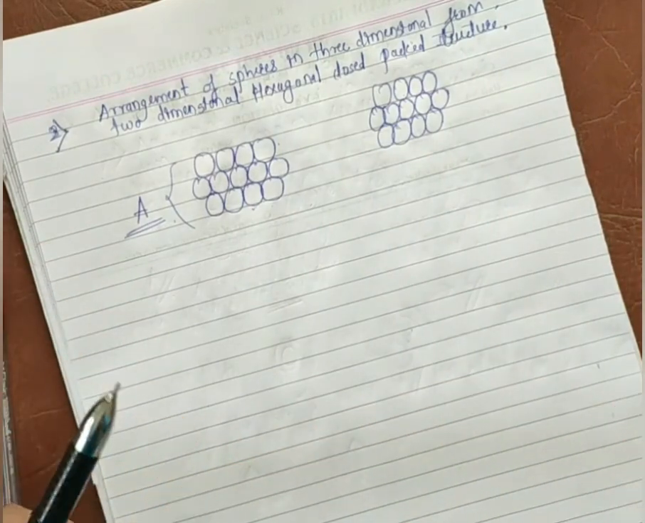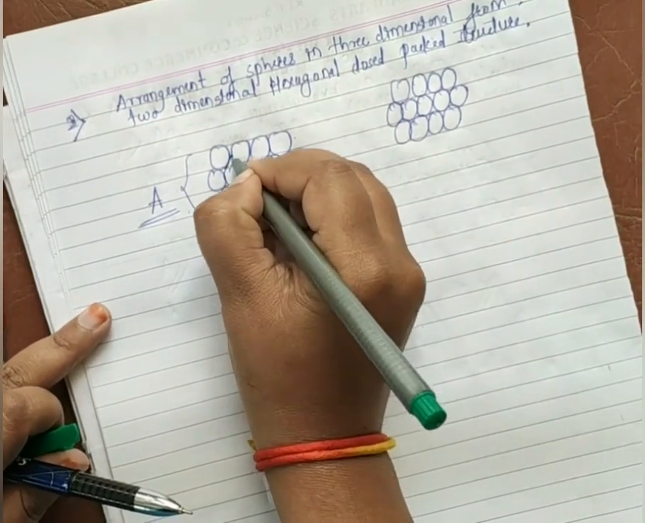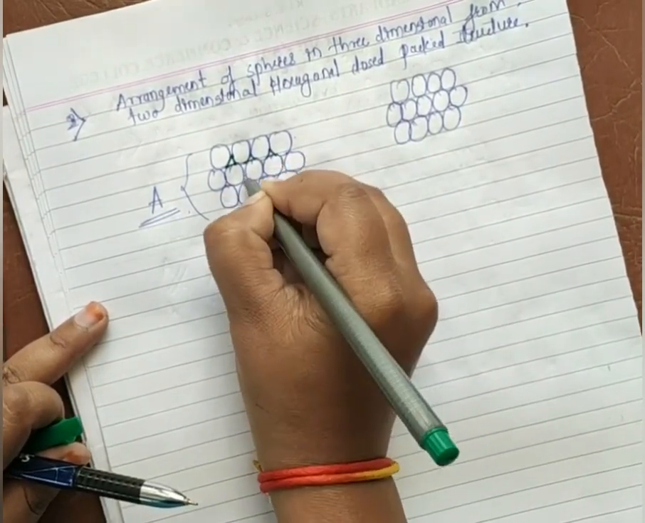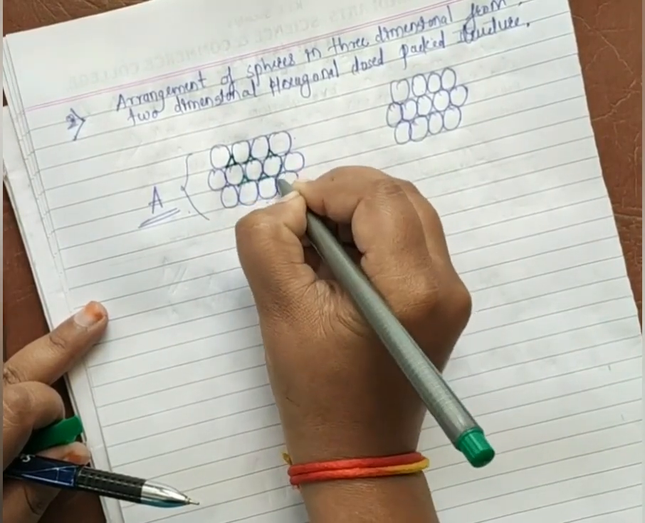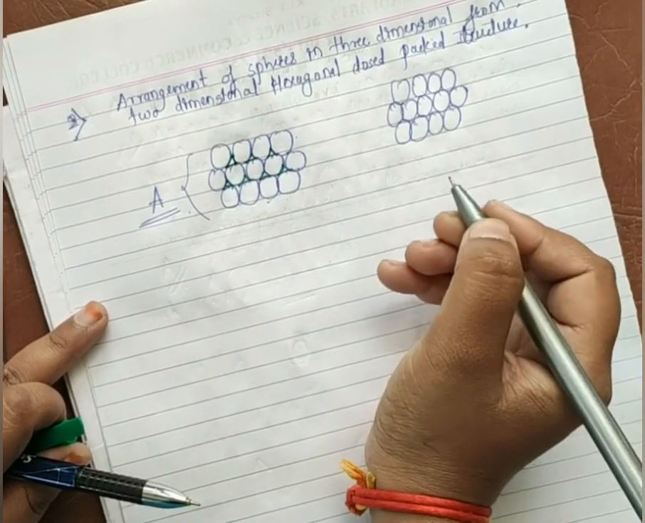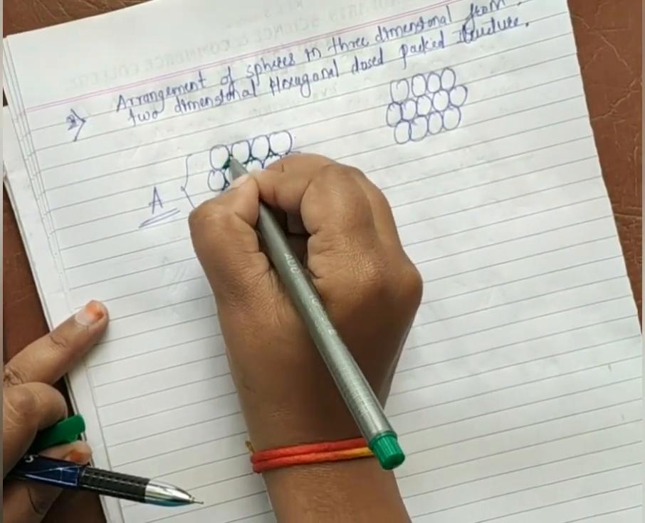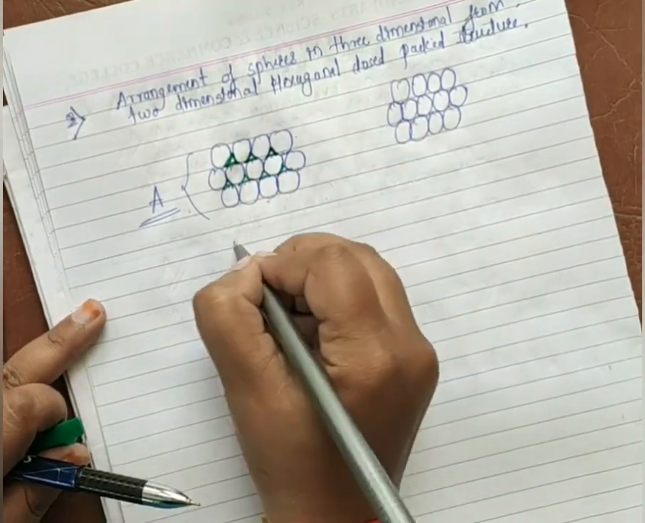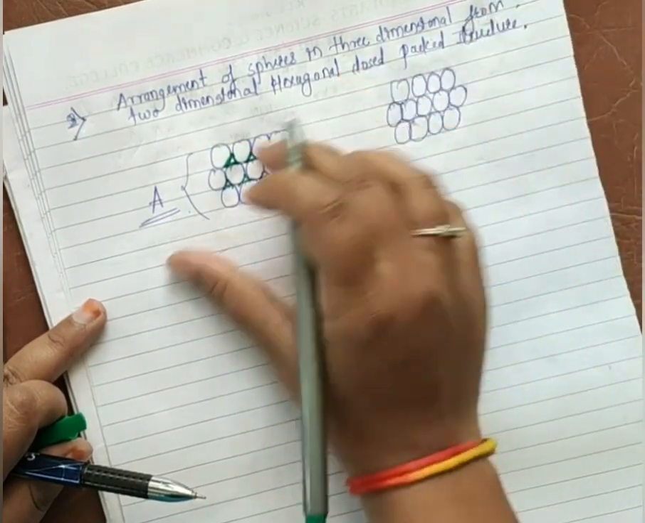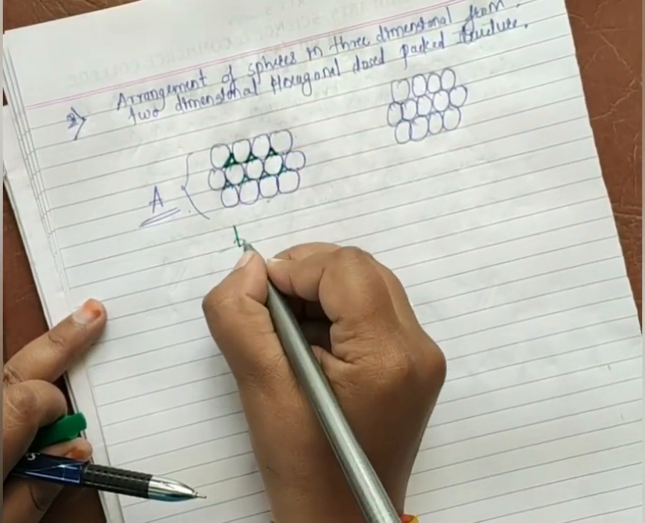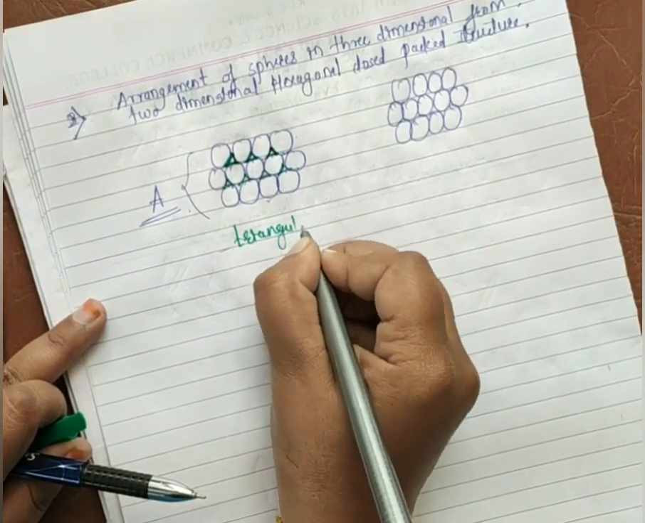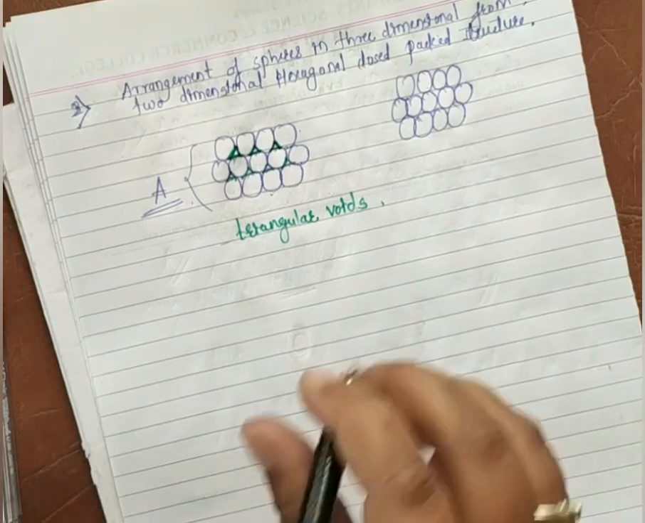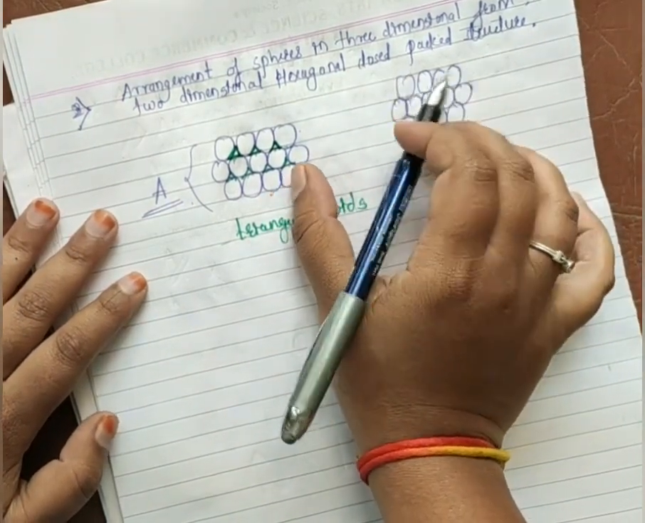Before that, we have to see that there is empty space present in the first layer. This empty space has a triangular shape. We call this empty space a void. So these are nothing but triangular voids, which are present in the hexagonal close packed structure.